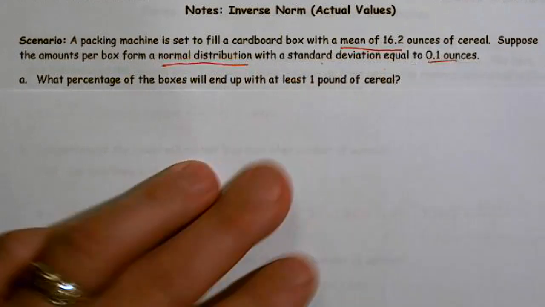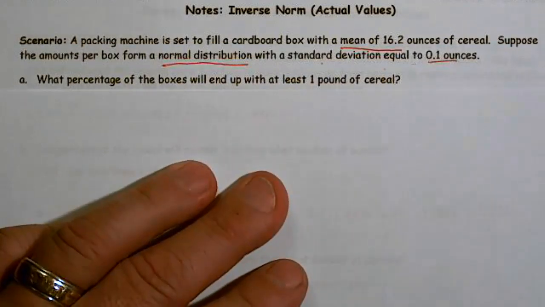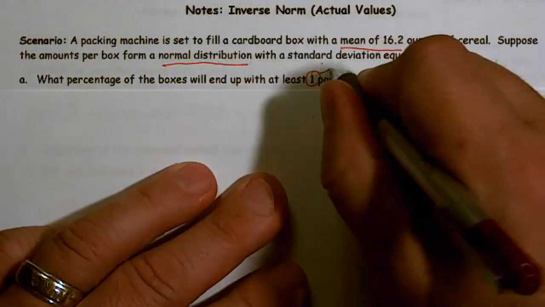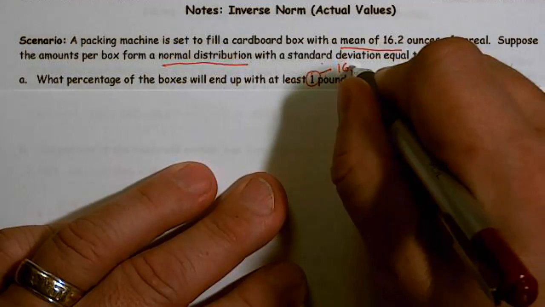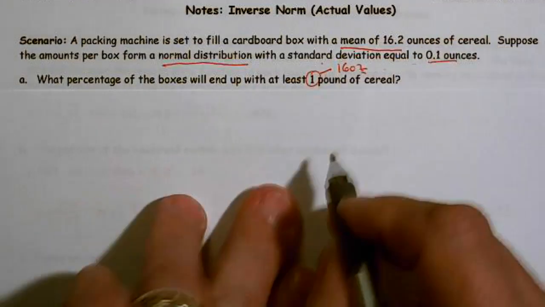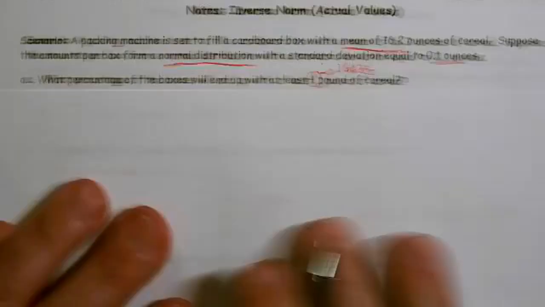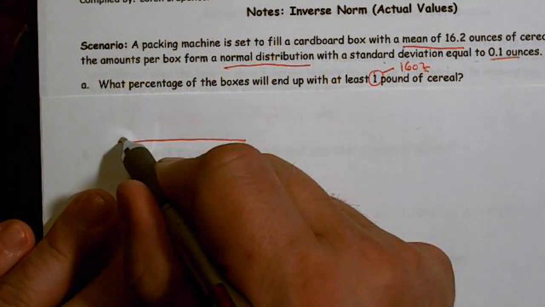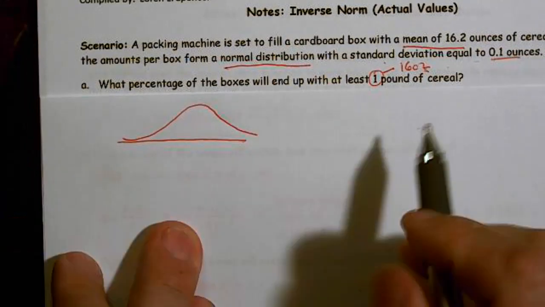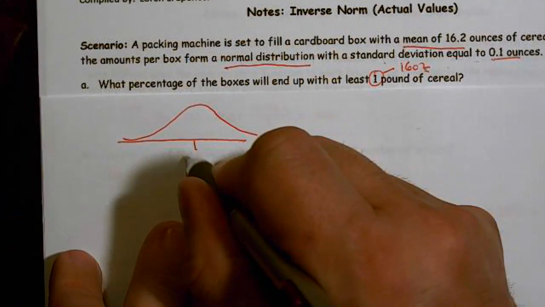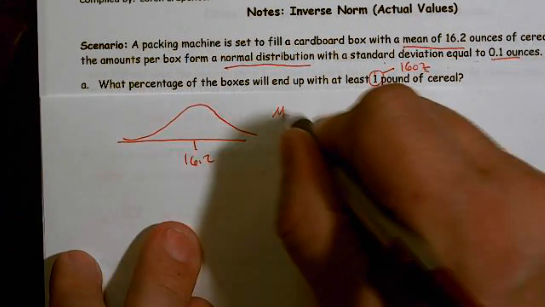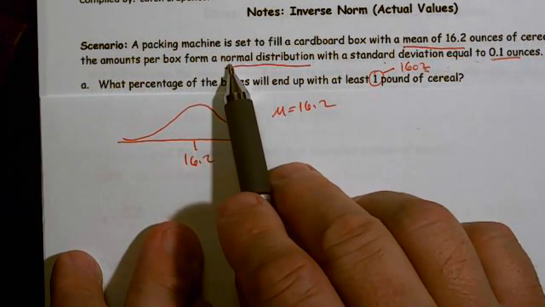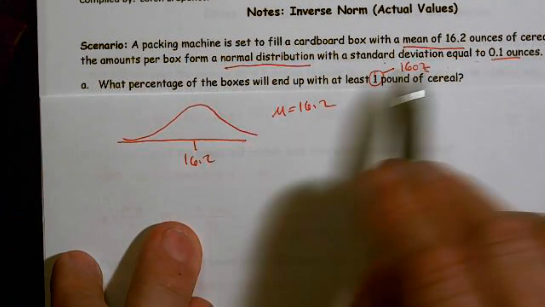All right. What percentage of the boxes will end up with at least 1 pound of cereal? Notice this is in pounds and this is in ounces, and I need to know that 1 pound is equal to 16 ounces. So I'm going to start off with my general situation: draw the picture and see what you have. I have a mean, mu, of 16.2, with a standard deviation equal to 0.1.